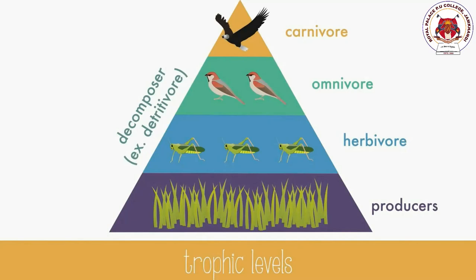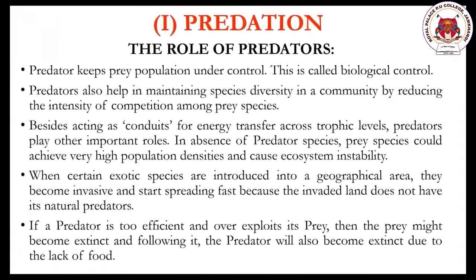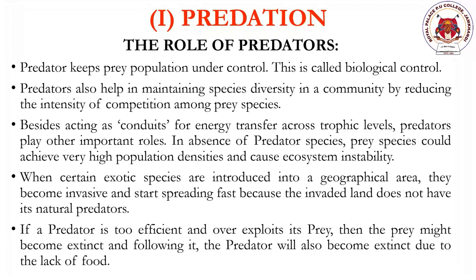If the concentration of any of these organisms increases, then there is a possibility that it might disrupt the normal biological chain which is present in the forest ecosystem. That is, the basic maintenance of this particular ecosystem stops. So the predator keeps the prey population under control. This is also called biological control.